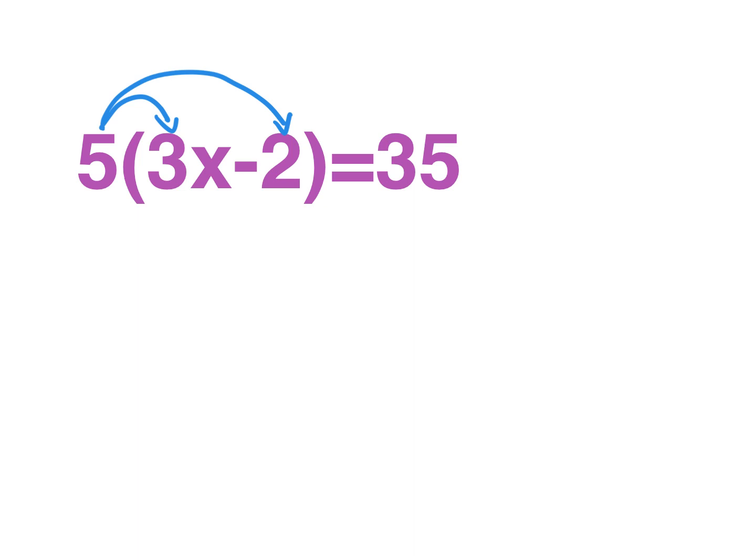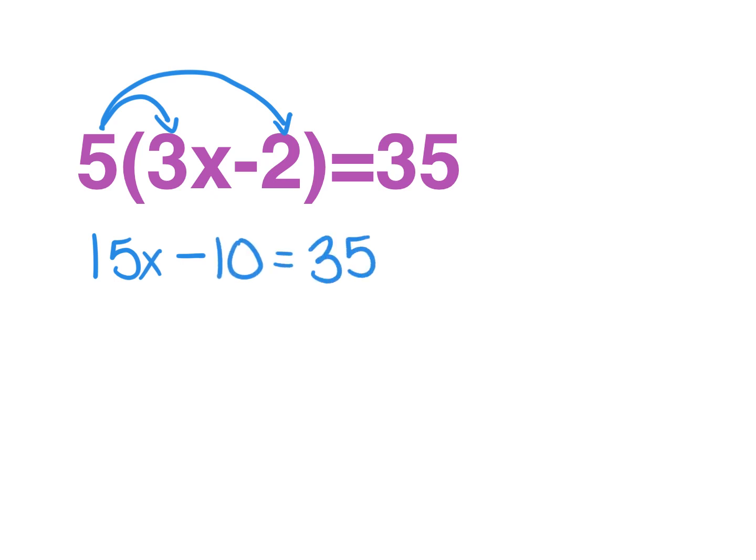All right, so our last equation in our notes has distributive. First option for solving this is to actually distribute to start. So we're going to pass the 5 out to both terms. 5 times 3x is 15x minus 5 times 2 is 10. So 15x minus 10 equals 35.